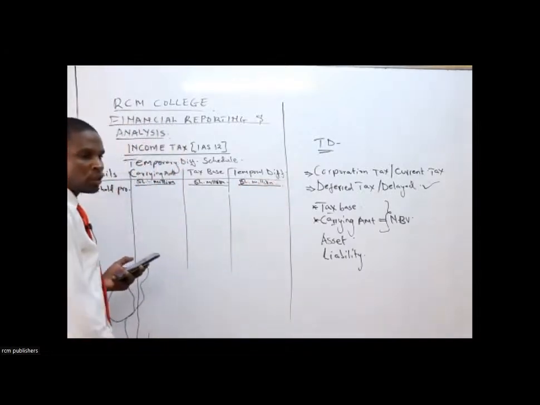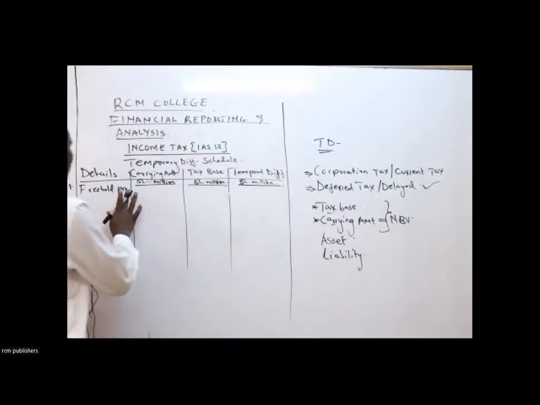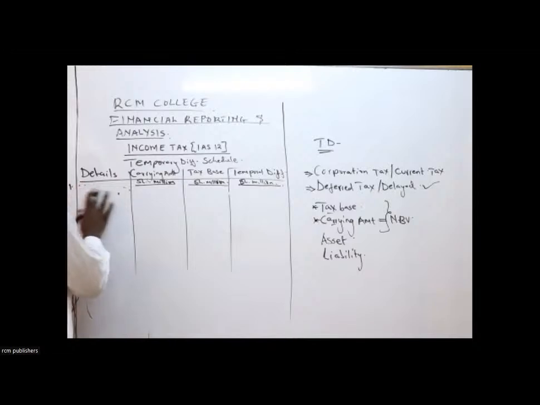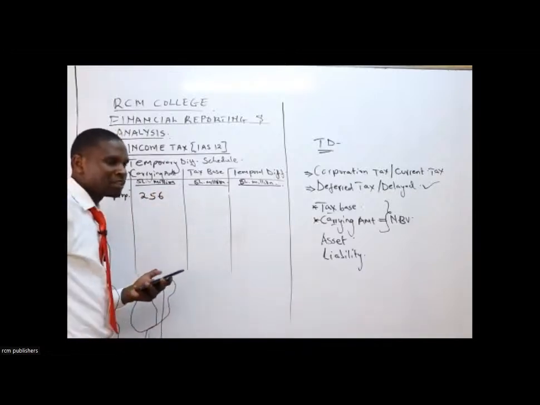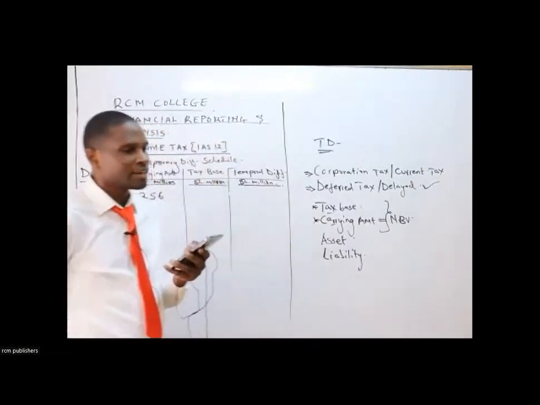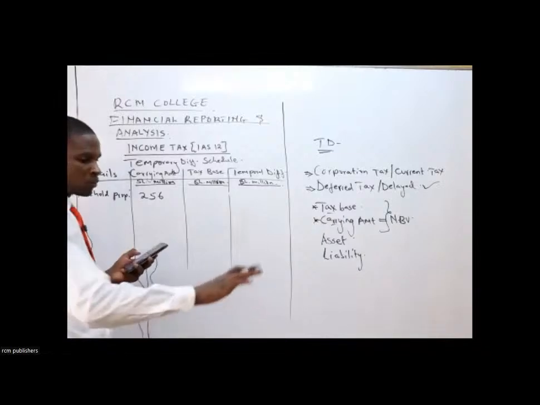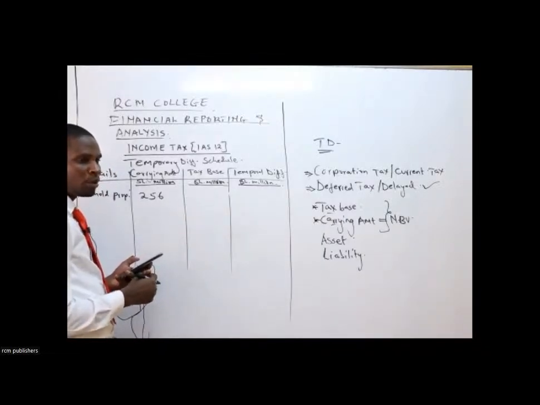To tackle that. So if I look at the question, I can see that my freehold property carrying amount is 256 million. What about the tax base? Already the tax base is also provided. For that, we don't have to struggle. The tax base is provided. How much is our tax base?